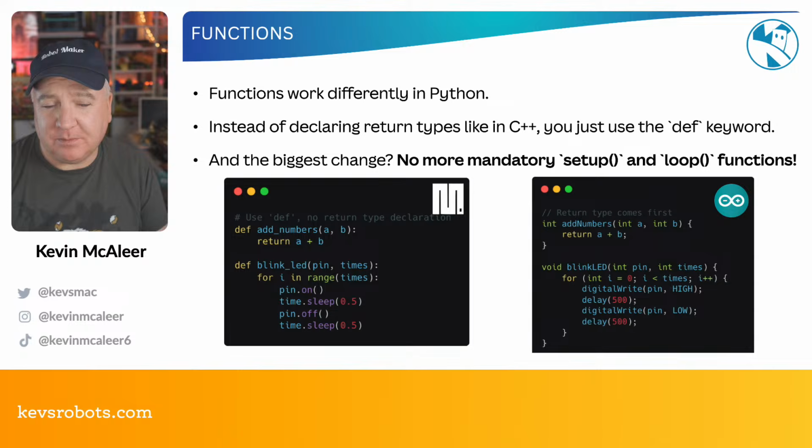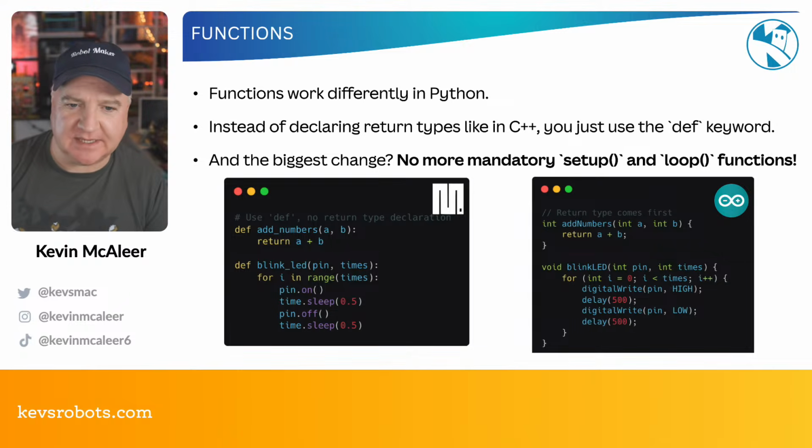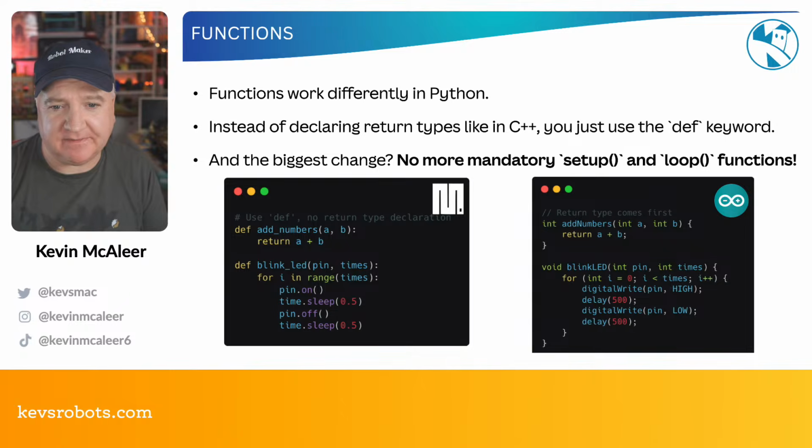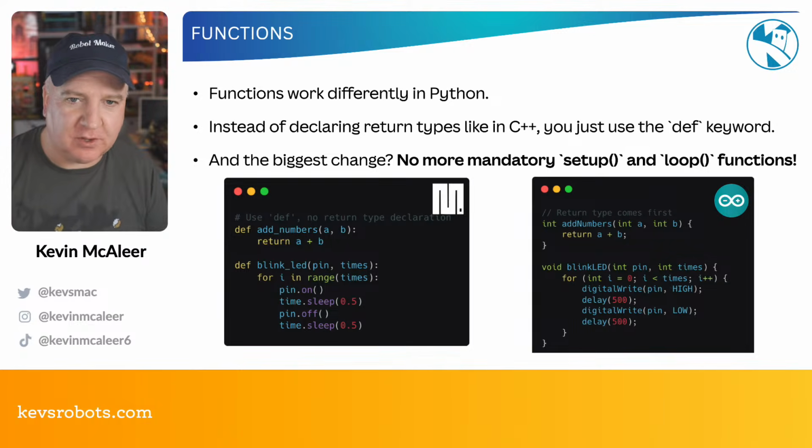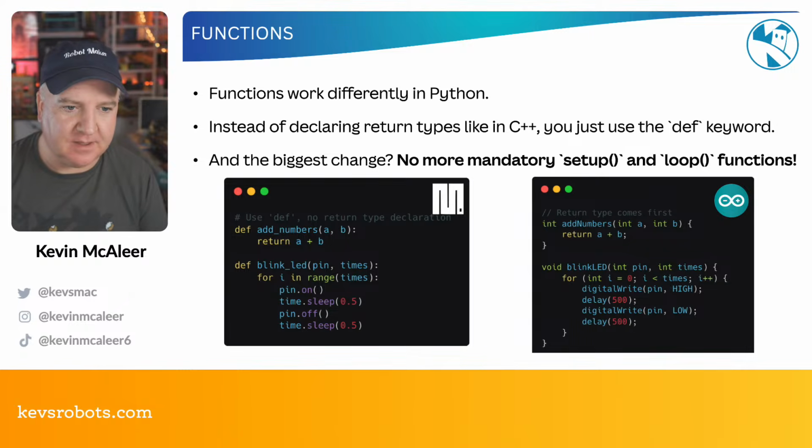So functions work a little bit differently in Python. Instead of declaring types like you do in C++, you just use the def, so define function, keyword. The biggest change is that there's no mandatory setup and loop functions in MicroPython. We can just create whatever kind of loops we wish in our program. You don't have to have a setup one.